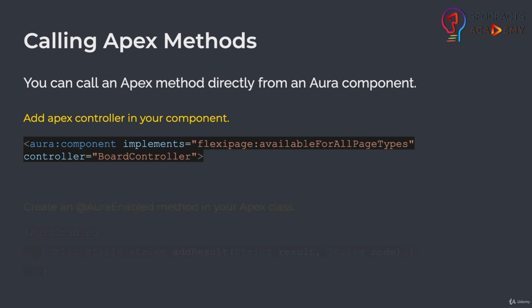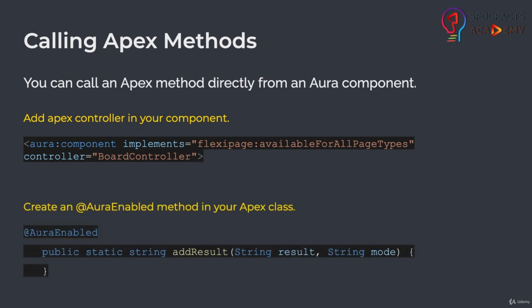Once you do this, you need to make sure that you annotate your Apex methods using the @AuraEnabled annotation. This annotation makes this Apex method available for our Aura components, and if you do not have this annotation, then you will not be able to call this method from your Aura component. So that's our step 2.